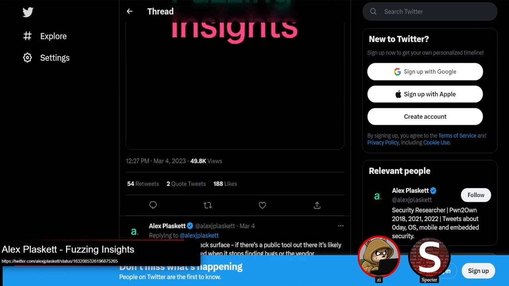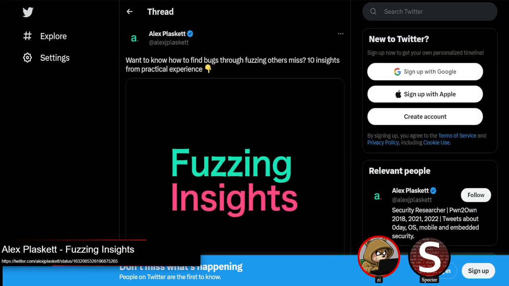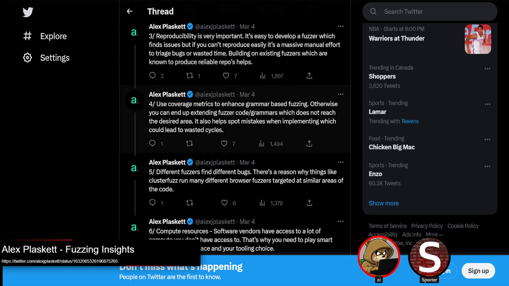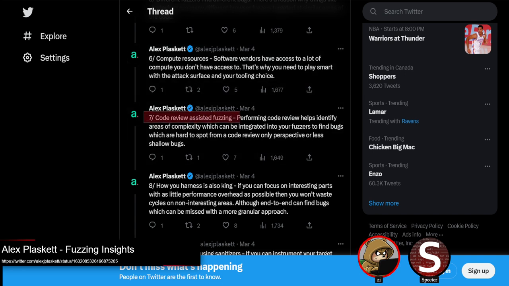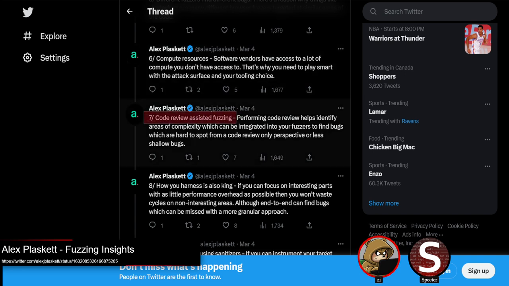I saw Alex Plaskett put this out, and it's just 10 insights or tips towards some practical thoughts on fuzzing. I won't run through all of them here, but a few that I called out as being, in my opinion, especially important is number 7, the code-review-assisted fuzzing. Not just tossing a fuzzer against your binary, but taking the time to perform code review or disassembly review, whatever it may be for your target, to understand the areas that are a bit more complex where you may want to target your fuzzer, and to figure out how to target your fuzzer towards certain areas.